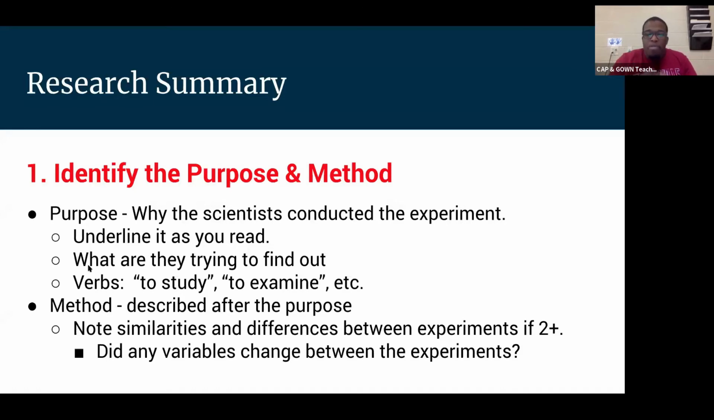Did any variables change between the experiments? So if there is more than one trial, did they change a variable? And that's important because we use control variables in science. So if my independent variable changes, I need to notice if my dependent variable is changing as well.